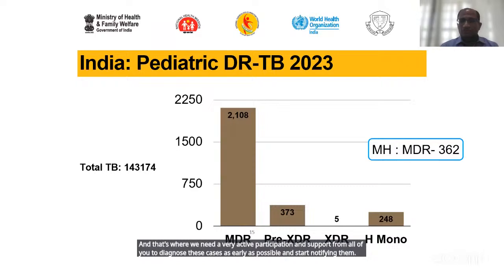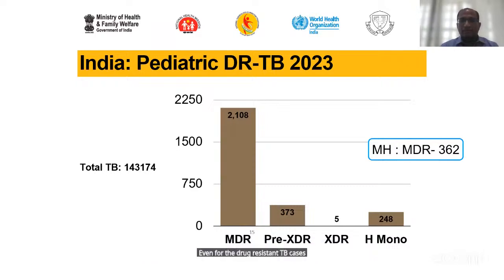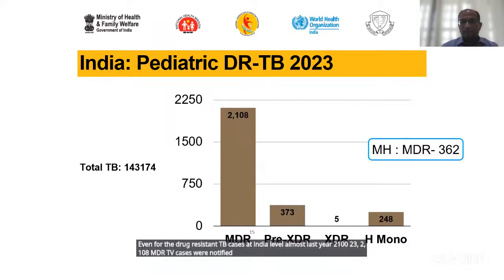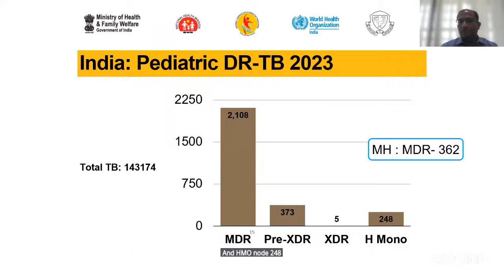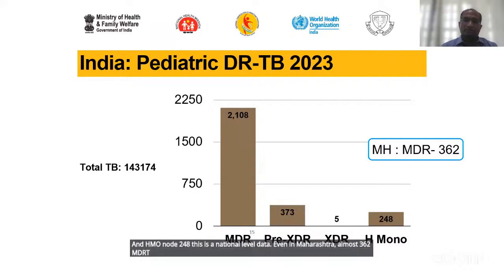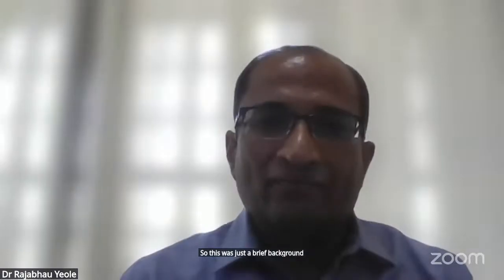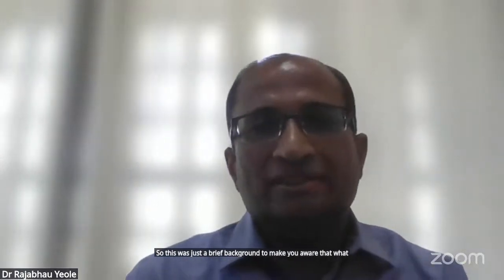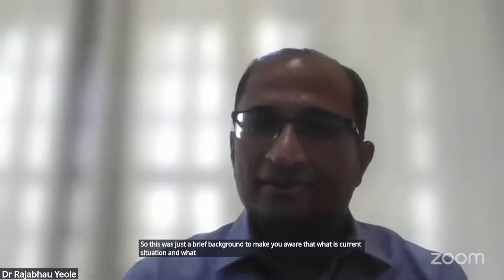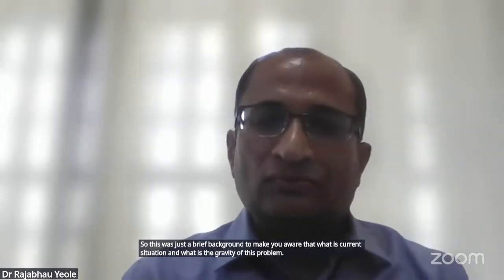Even for drug-resistant TB cases at the India level, almost last year, 2,108 MDR TB cases were notified. Pre-XDR were 373, XDR 5, and H-mono 248. This is the national level data. Even in Maharashtra, almost 362 MDR TB cases were notified. So this was just a brief background to make you aware of the current situation, the gravity of this problem, and where we need to act.